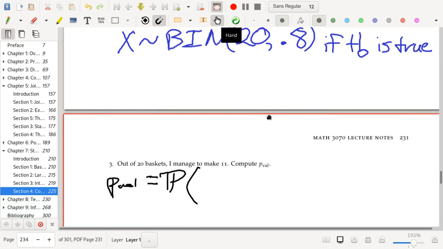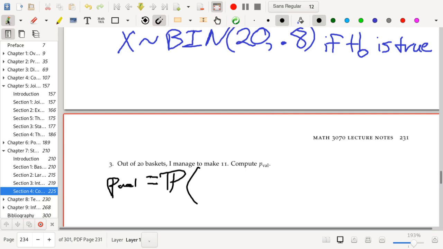What would be a situation that would be even worse for the null hypothesis? Well, if I made 10 baskets, that would be even worse. If I made 9 baskets, or 8 baskets, or 7, that is even more contradictory to the null hypothesis than what we saw. On the other hand, if I made 12 baskets, that would almost be more in favor of the null hypothesis.